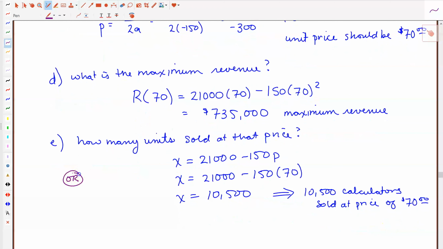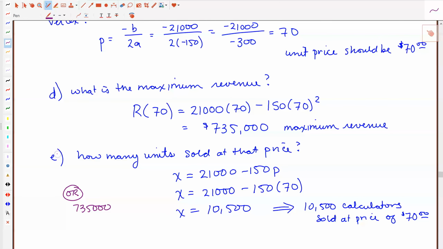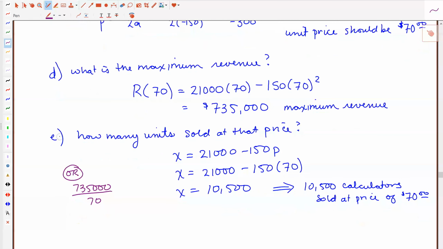Or another way you could think about this one is if I'm going to bring in $735,000 as my revenue, and that amount of money is going to be split over calculators that are being charged at $70 a pop, I can do that division to figure out how many calculators are sold. So 735,000 divided by 70 also gives me my 10,500 calculators. So it just maybe is an easier approach, a different way to think about it.